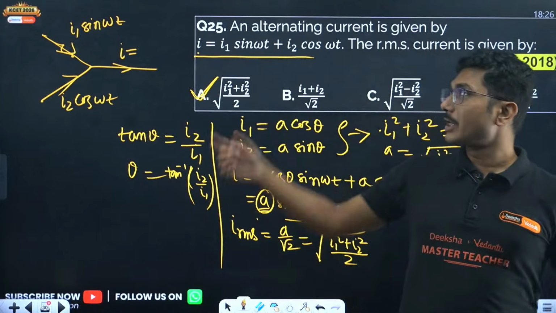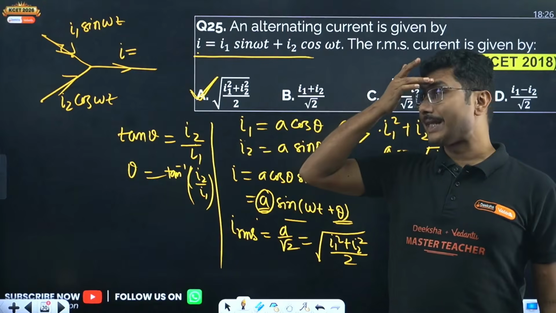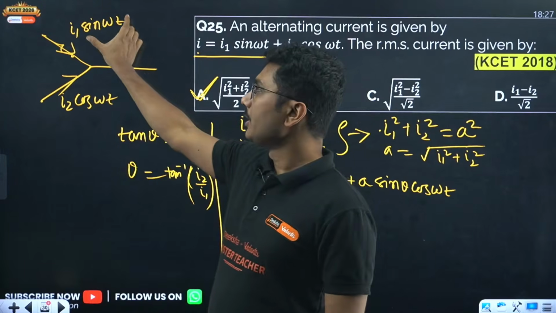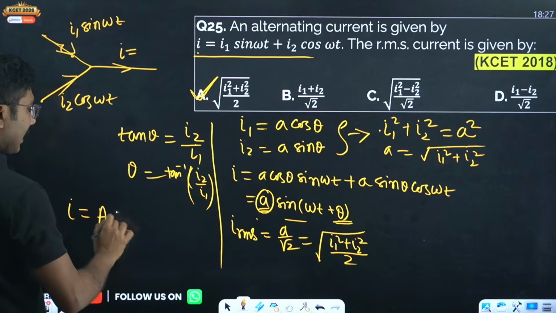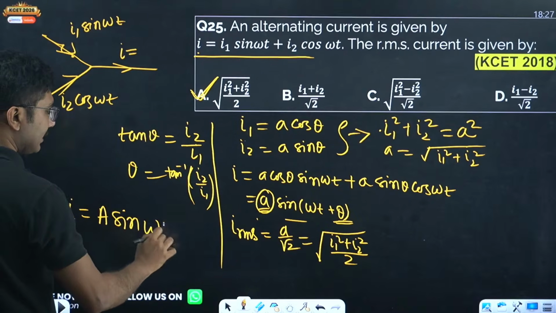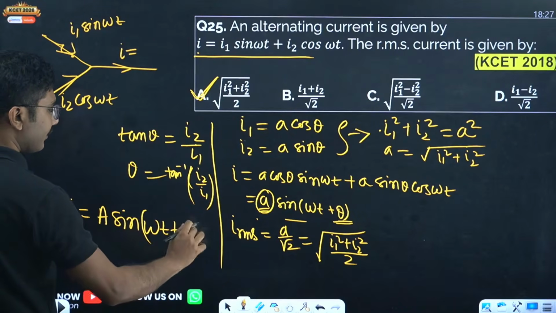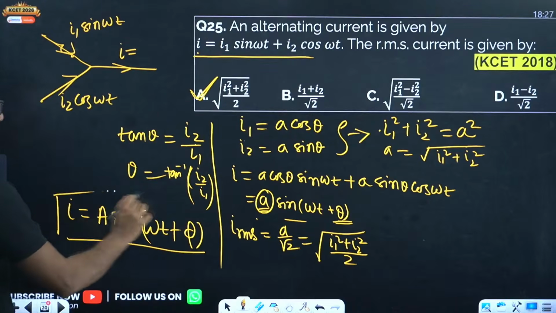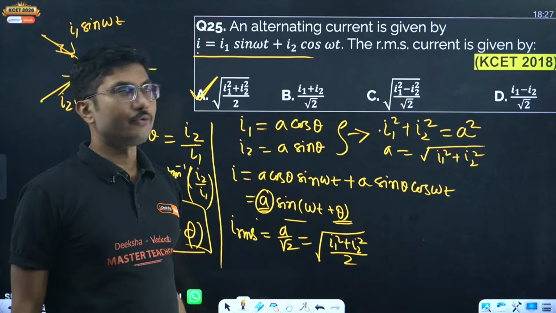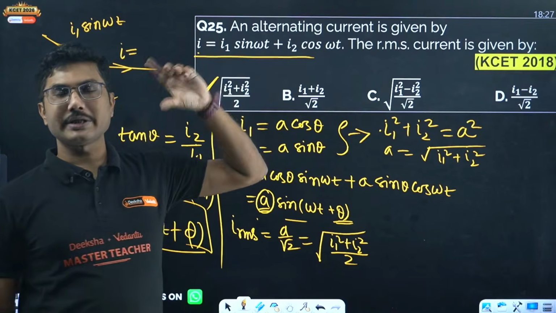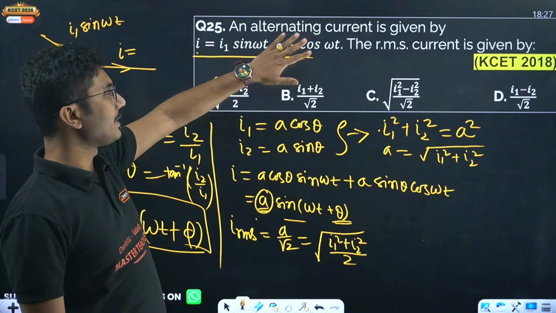Now this is not a standard AC equation, right? The standard AC equation is like this: current is represented by A sin omega t, and in some cases there can be a phase difference as well. Obviously this is not a standard equation, so what you have to do is convert this equation into a standard equation. How to convert this into a standard equation?